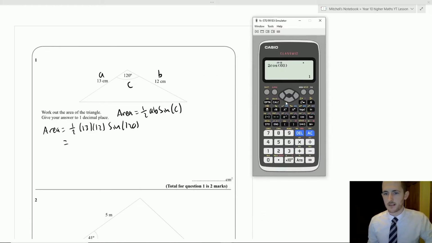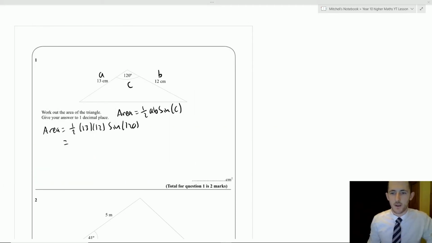Okay, so let's do it. Let's do a half. If you want, you can write 0.5. Kind of up to you. Half times 13 times 12 times sine of 120 degrees. 39 root 3, but it says to 1 decimal place, not as a surd. So 67.5 centimeters squared. 2 marks. Because it's easy peasy lemon squeezy.